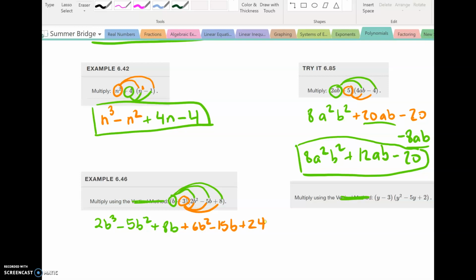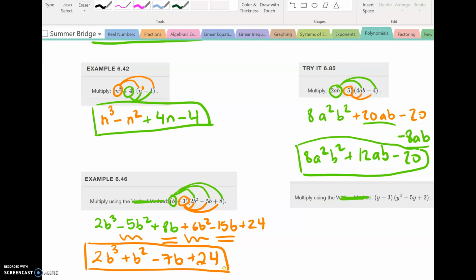So can I combine some like terms? I sure can. I have negative 5b squared and 6b squared. I have 8b and I have negative 15b. And then the 2 terms that I cannot combine, I'm going to leave exactly the same. So I have 2b cubed, negative 5b squared plus 6b squared is a positive b squared. And then I have 8b minus 15b, which is going to be a negative 7b plus 24. And that is my answer.